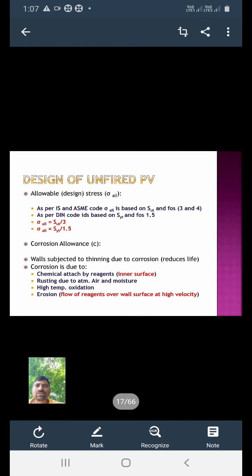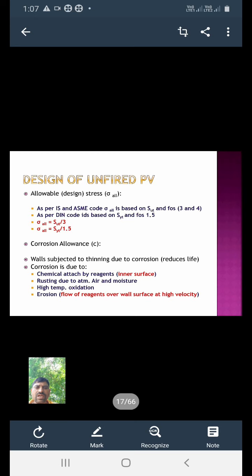All of you know what is meant by sigma allowable tensile stress. In the last unit also we have seen the design of pressure vessel, the meaning of that sigma all. This is given in Newton per mm square. SUT is the ultimate tensile strength for the pressure vessel material, also given in Newton per mm square, and the yield strength for the pressure vessel is SYT, also given in Newton per mm square.